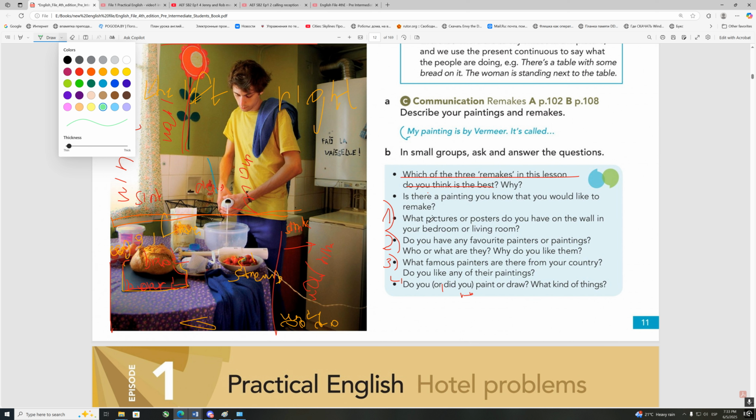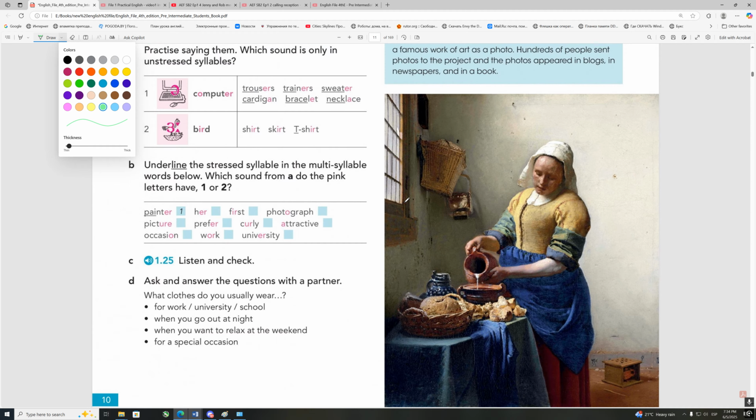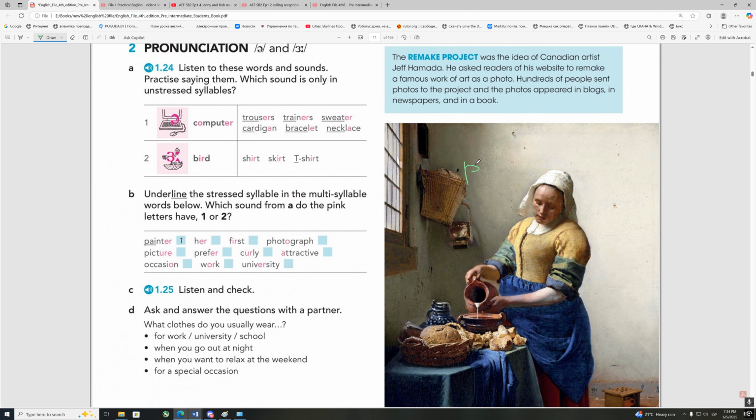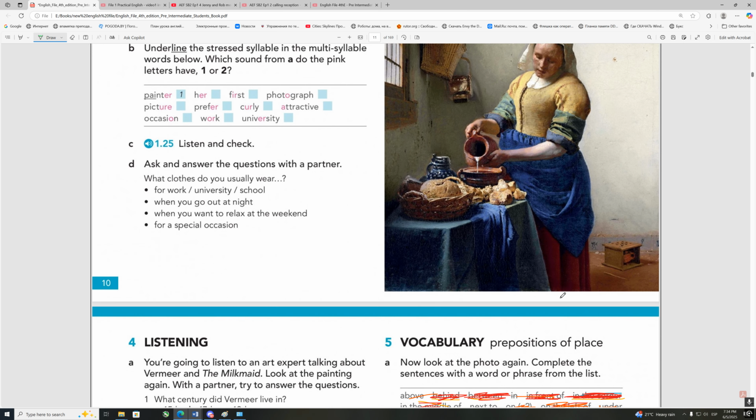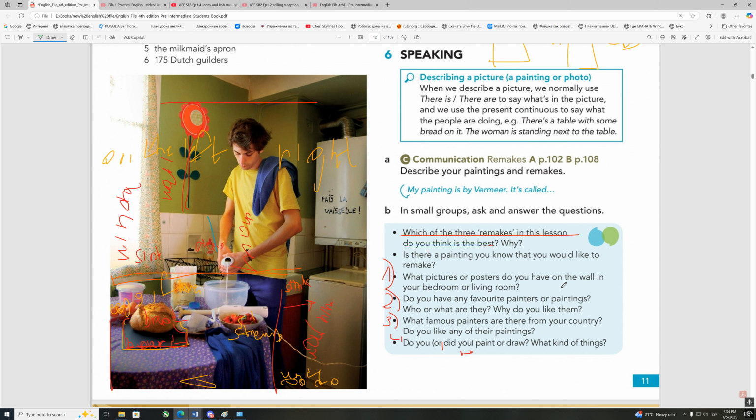What pictures or posters do you have? You will read these questions and try to answer. What picture or poster do you have on the wall in your bedroom or living room? So what pictures, or paintings? Yeah, pictures. So this is the picture, for example. The picture in the book. Have you got any pictures? Have you got any posters?